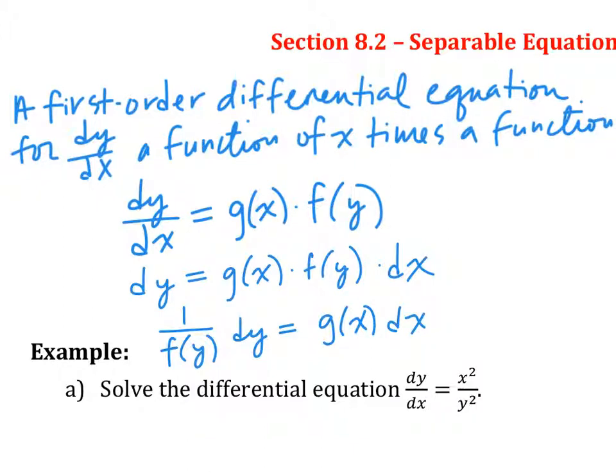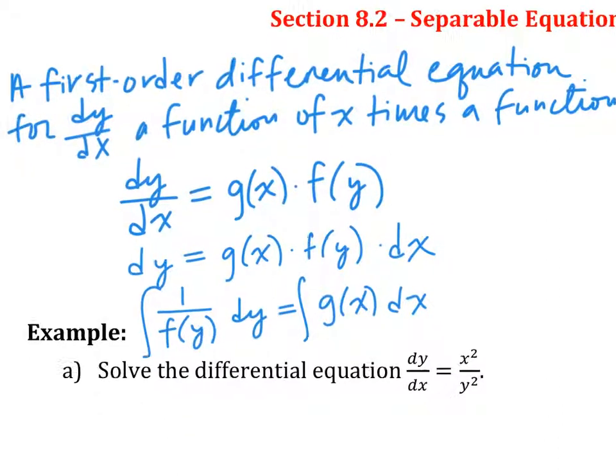Okay, and at this point, once we separate them into two variables, we're going to integrate. So you basically integrate on both sides. On the left, you're going to get whatever that function is. On the right, you're going to get whatever that function is. Make sure you put a plus c. So this is how you separate. You separate it based on x and y, and then you integrate both sides.